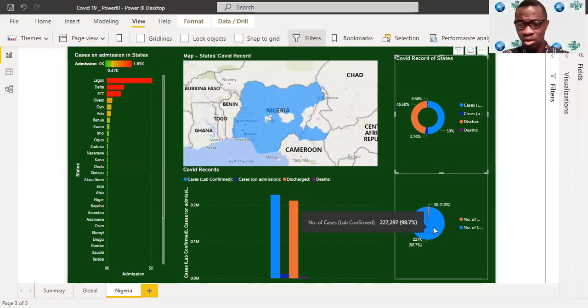When we look at this, we can see that in Nigeria, out of the 227,000 confirmed cases, 98.2%. We only see the death of about what? Of less than 3,000. So this tells us that COVID-19 has not really led to the death of a lot of people in Nigeria. There are confirmed cases, but death arising from COVID-19 is minimal.